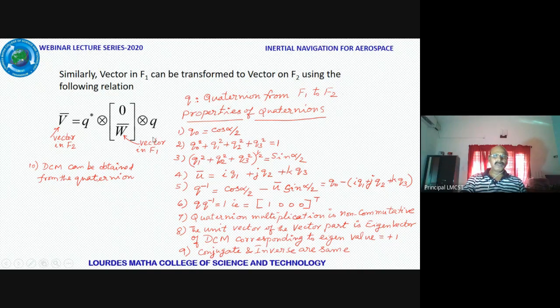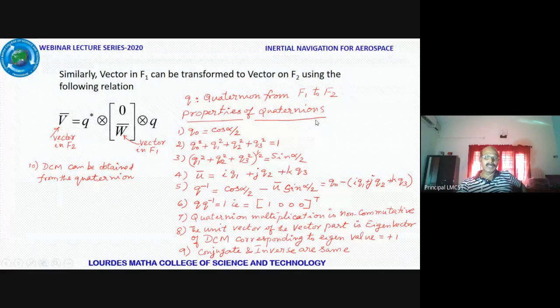Now, suppose you want to write the reverse. The given vector is in F1 and you want to represent the vector in F2. Earlier the Q star was here, you take it here, and the Q was here and take it here. Do the same operation, you will get it. Okay, so that's all about it.